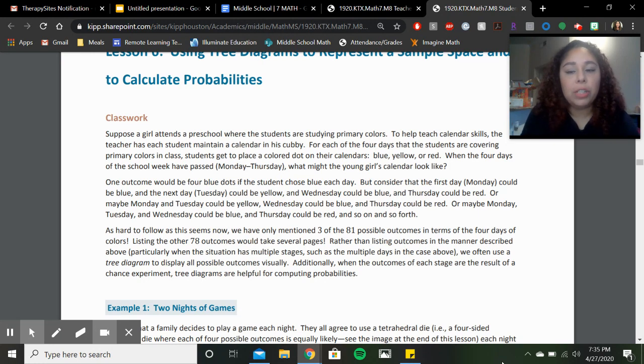But consider that the first day, Monday, could be blue, and the next day, Tuesday, could be yellow, and Wednesday could be blue, and Thursday could be red. Or maybe Monday and Tuesday could be yellow, Wednesday could be blue, and Thursday could be red. Or maybe Monday, Tuesday, and Wednesday could be blue, and Thursday could be red, and so on and so forth. As hard to follow as this seems now, we have only mentioned 3 of the 81 possible outcomes in terms of the 4 days of colors. Listing the other 78 outcomes would take several pages.